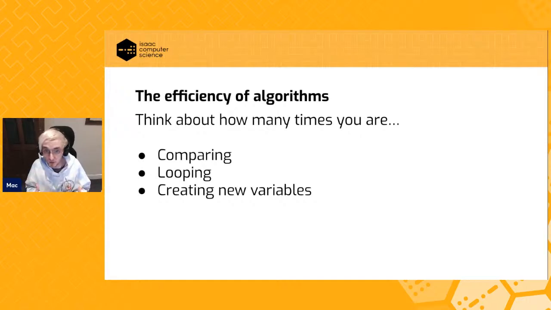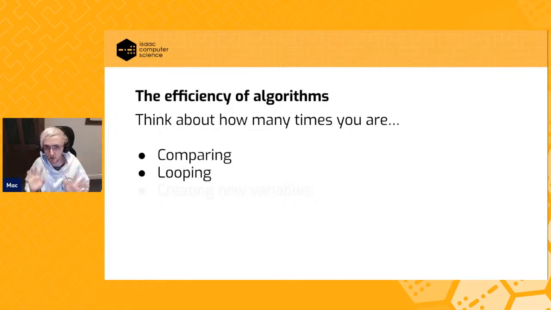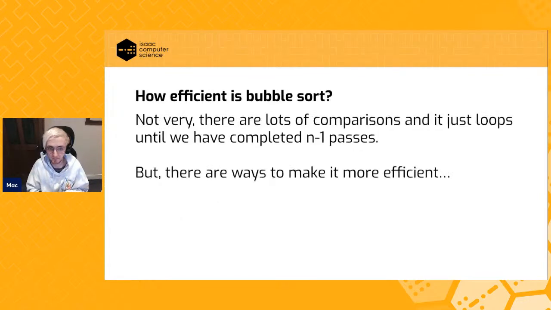Now, in bubble sort, as we've just seen it, we have lots of comparing and we have lots of looping, but we don't really make that many new variables. We just have that temp variable, but we reuse that every time. So we don't really need to worry about creating new variables for bubble sort. So we're just going to look at how many comparisons we're doing and how many loops we're doing.